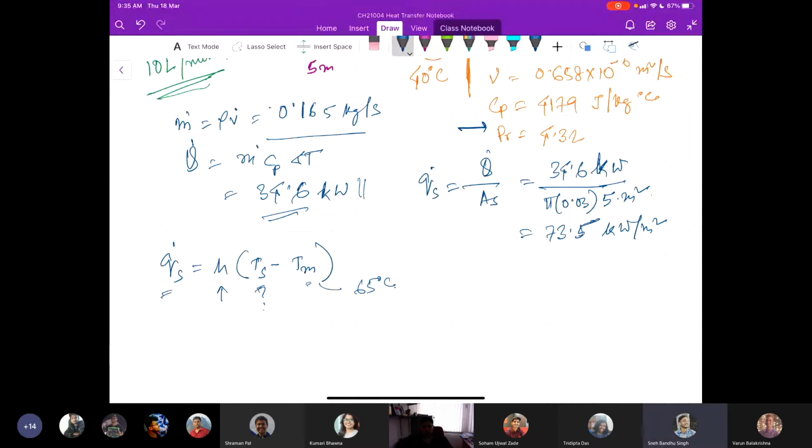Before that, we have to find out a lot of conditions, like whether it is in laminar region or it is fully developed flow. Now we have to find what is the Reynolds number. That would tell us several stories, or what the next step would be.